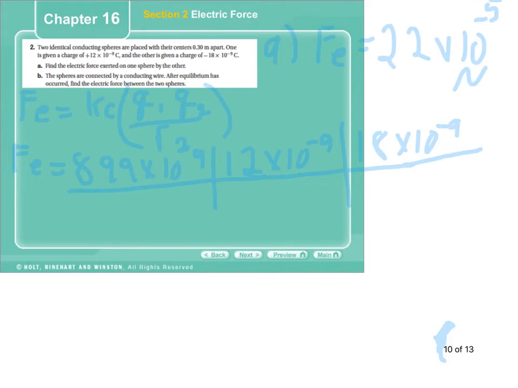And that would be 0.30 squared. Running all that calculations through, you should get the 2.2 times 10 to the negative fifth newtons. And because one was a positive charge, one was a negative charge, that would be an attractive force. Part B.